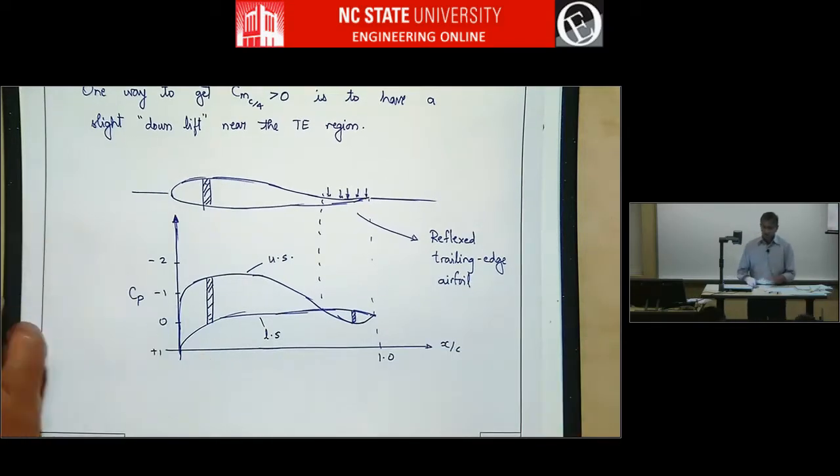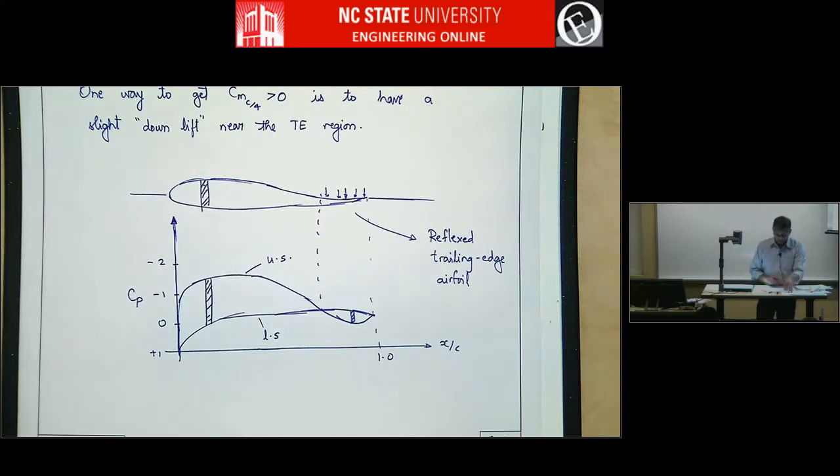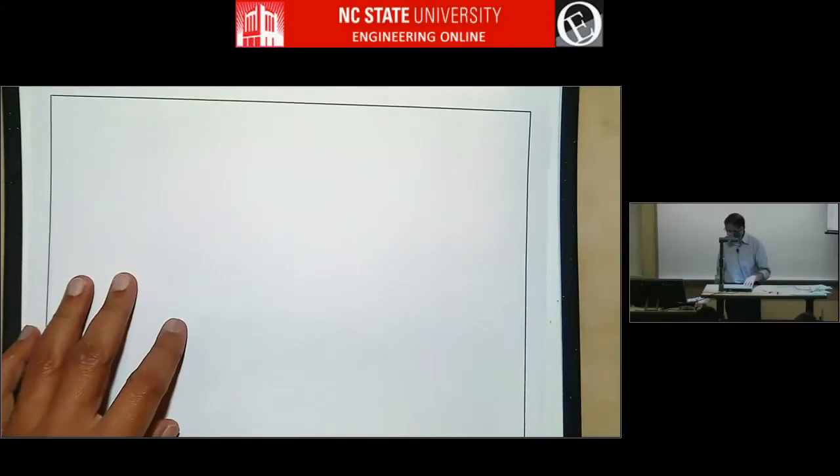So if you're building the airfoil, let's say out of balsa wood or something, you can turn the trailing edge a little bit up and apply steam or something so that the shape becomes permanent, then that will be a reflex trailing edge airfoil. Okay, so there are some other ways to do the same thing, but essentially the same idea.